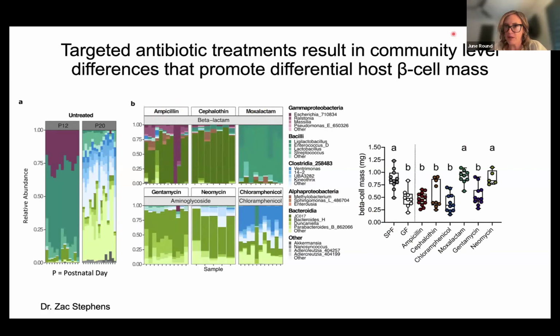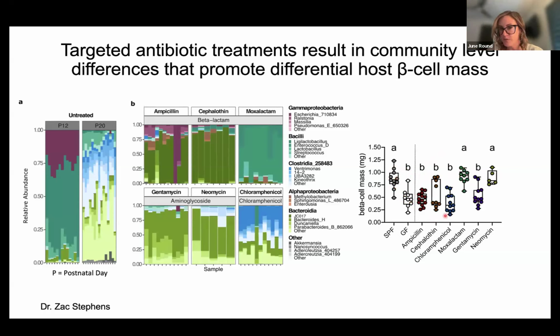So when we do this experiment and look at beta cell mass, again, just to orient you to what beta cell mass looks like in a normal animal versus a germ-free animal, you can see that when you treat with antibiotics such as ampicillin, cephalothin, or chloramphenicol, these animals have a beta cell mass that looks very much like a germ-free animal, whereas animals that were treated with moxilactam, for instance, have a beta cell mass that looks like an SPF animal.